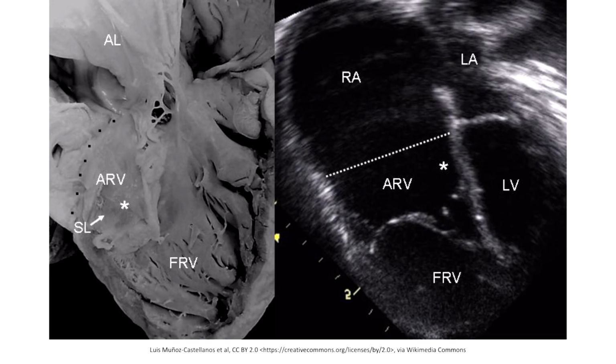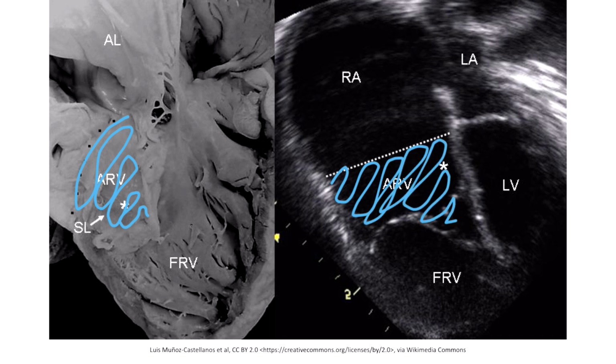This is how Epstein's anomaly looks grossly, as well as on ultrasound. Notice that most of the right ventricle has atrialized due to downward displacement of the tricuspid valve from its normal position. This leaves only some part of the right ventricle to be functional.